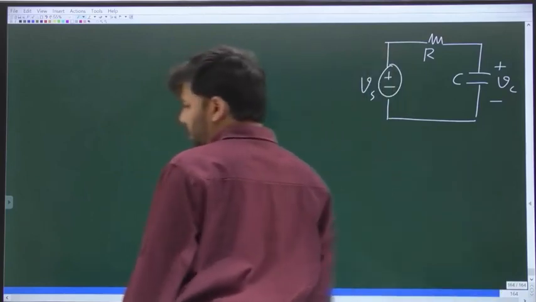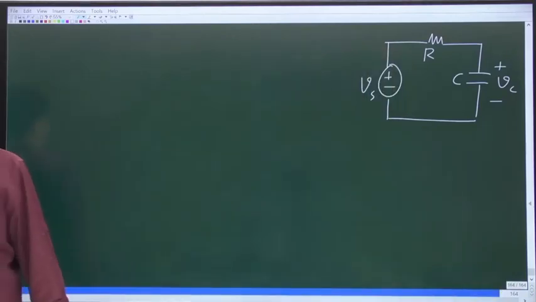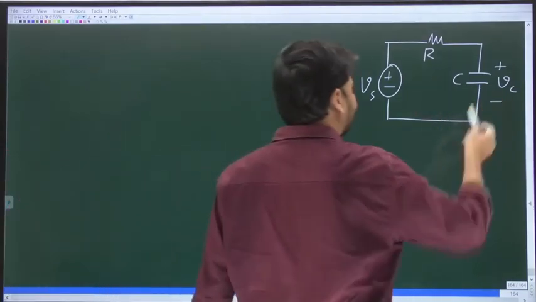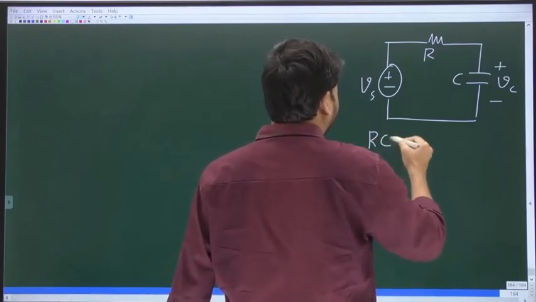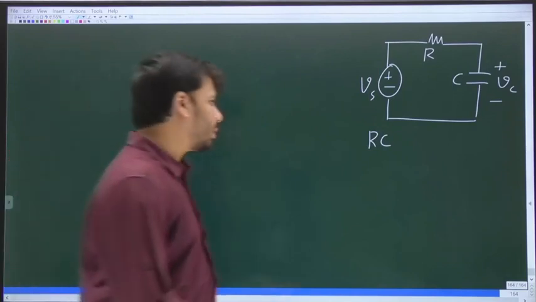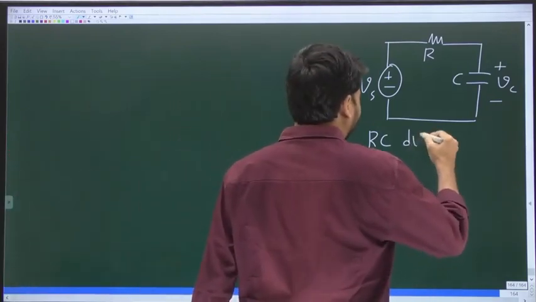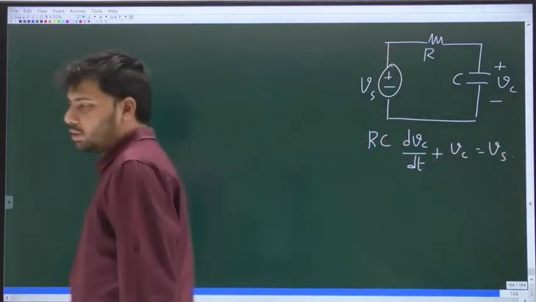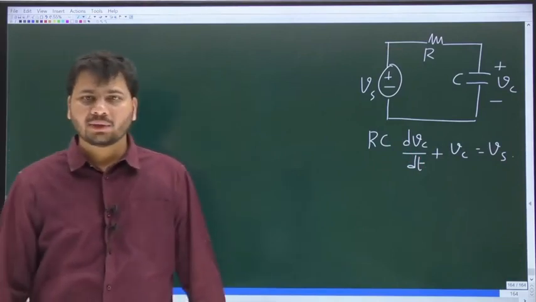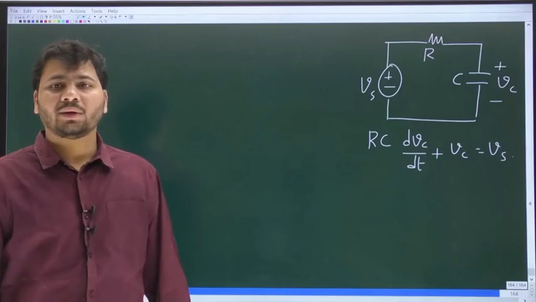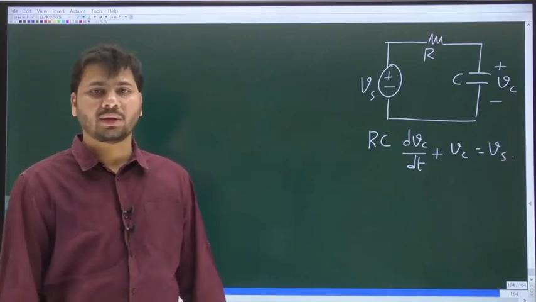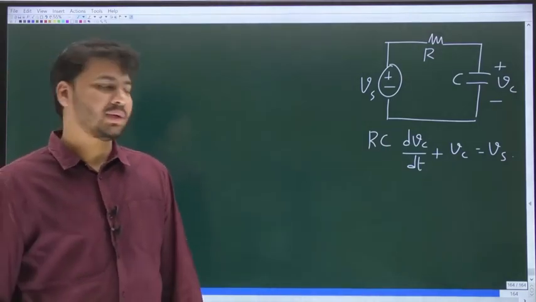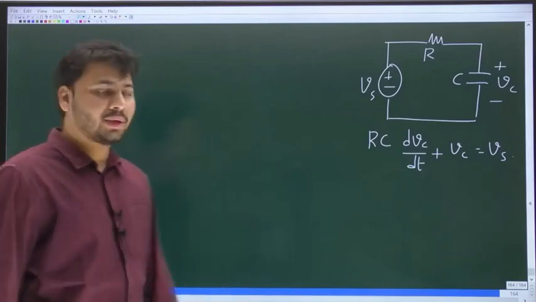Once again, you can see I have drawn the same RC circuit driven by some source Vs, and the variable of interest is Vc. Already we derived the differential equation for this circuit, which goes as RC dVc/dt + Vc = Vs. Now let us understand how this RC circuit will behave when there is no source driving the circuit. That is the source free case.